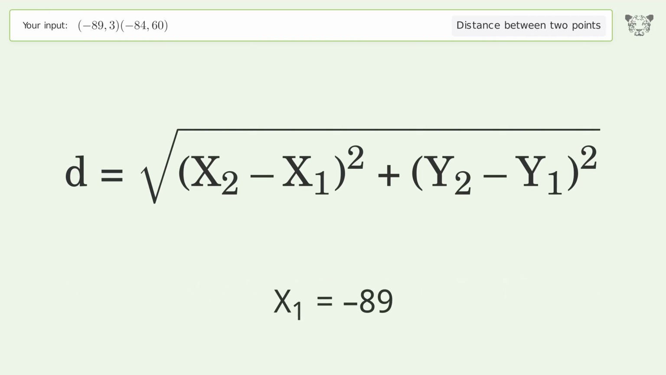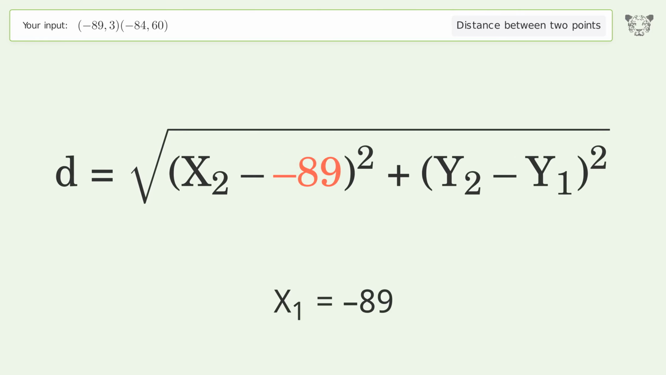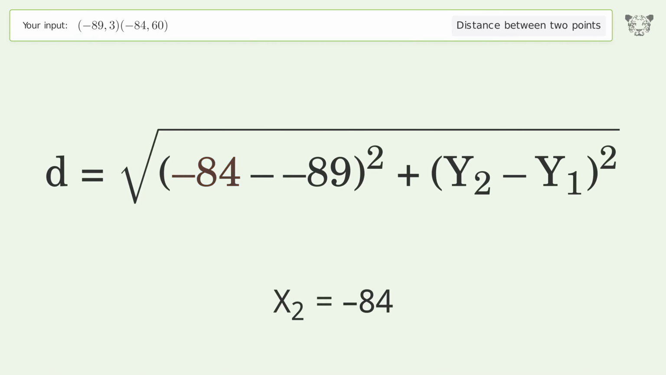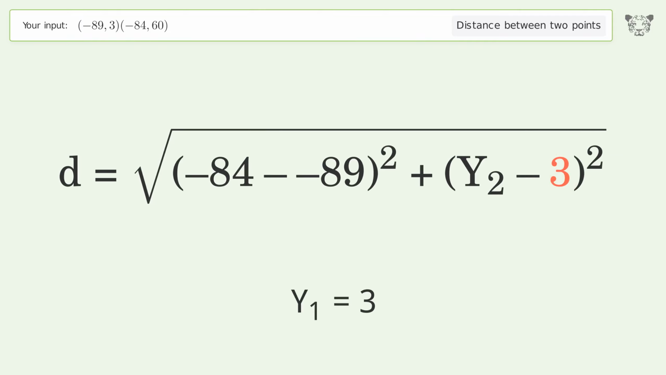x1 equals -89. x2 equals -84. y1 equals 3. y2 equals 60.